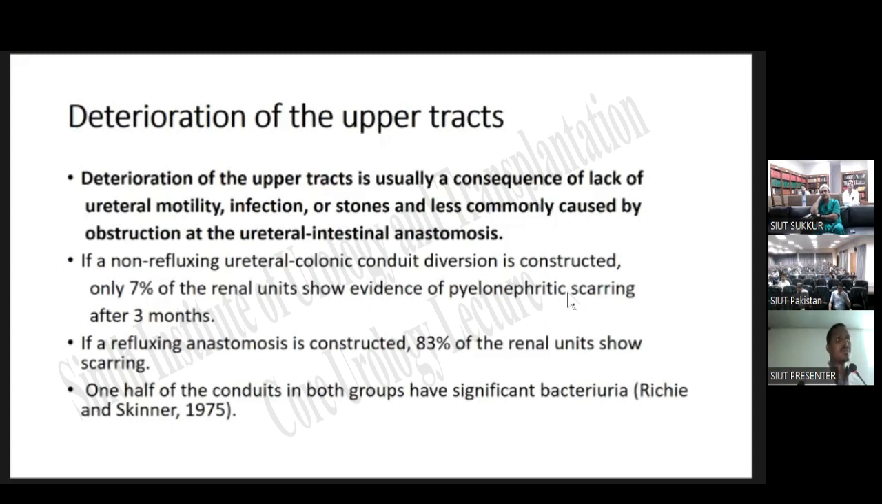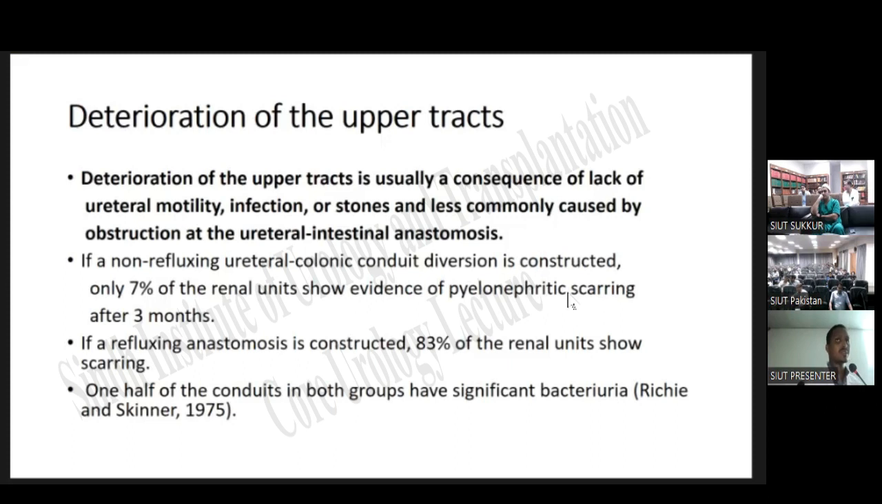Because for 3-4 hours that pouch is overfilled, and especially at night, people sometimes forget to empty, or they are busy with their work. So then reflux is there, and if infection is there because of CIC, most of the time there is infection in these patients, then there are more chances of pyelonephritis. So still it is debatable which type of anastomosis, reimplantation, refluxing or non-refluxing.